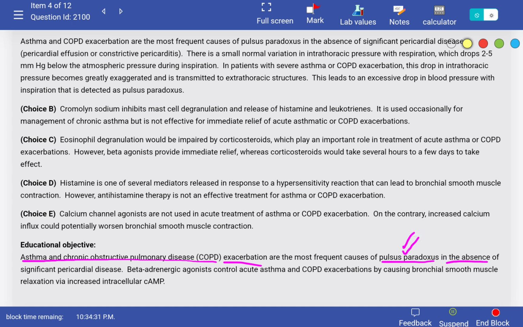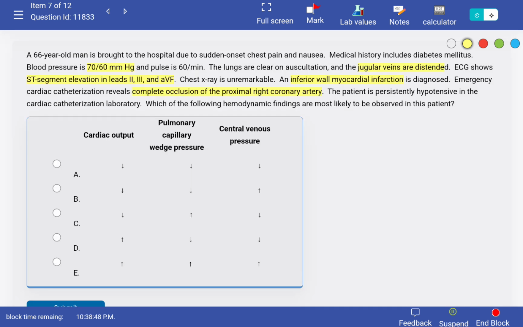In the absence of significant pericardial disease, beta adrenergic agonists control acute asthma and COPD exacerbations, right? By causing bronchial smooth muscle relaxation, not contraction, right? This is important, via increased intracellular cyclic AMP. So, question number 4, 5 and 6 have repeated the same as the third and fourth questions, right? So we are moving to question number 7.